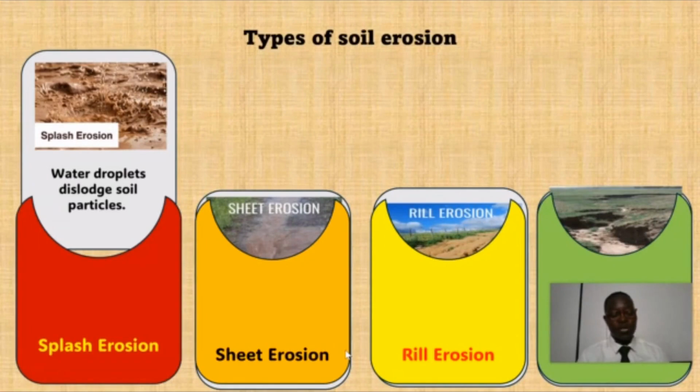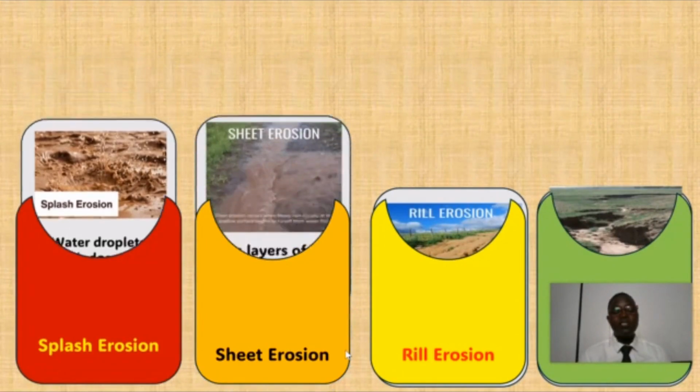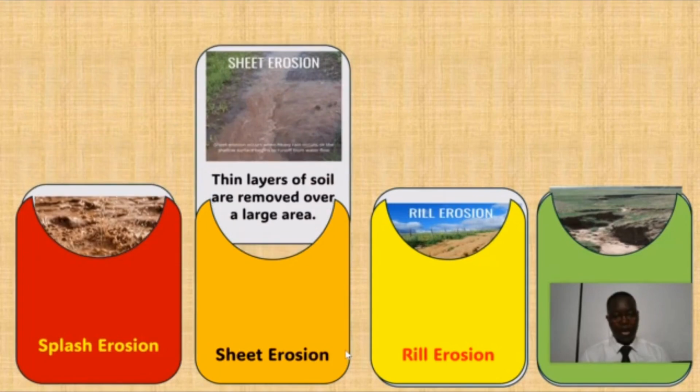Another type of soil erosion is called sheet erosion. In sheet erosion, a thin layer of soil is removed by either wind or water over a large area. This kind of soil erosion is usually very difficult to notice.